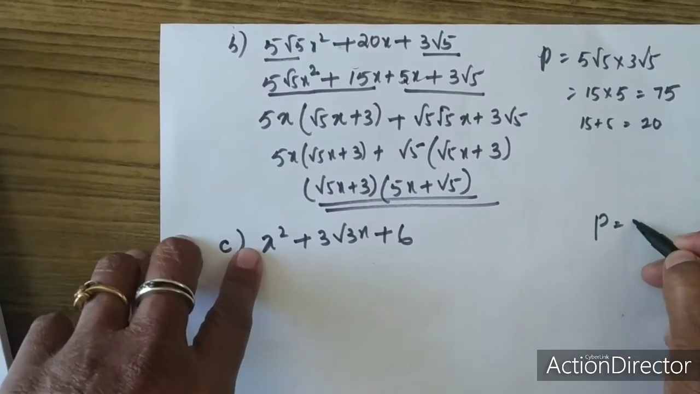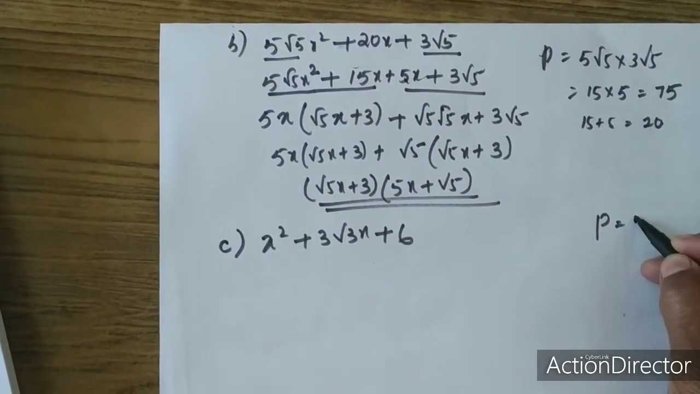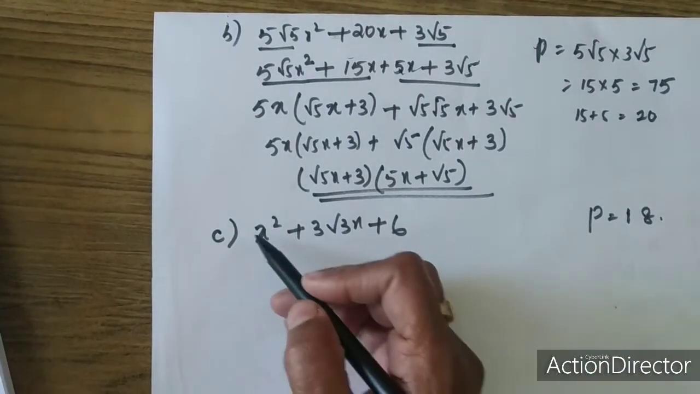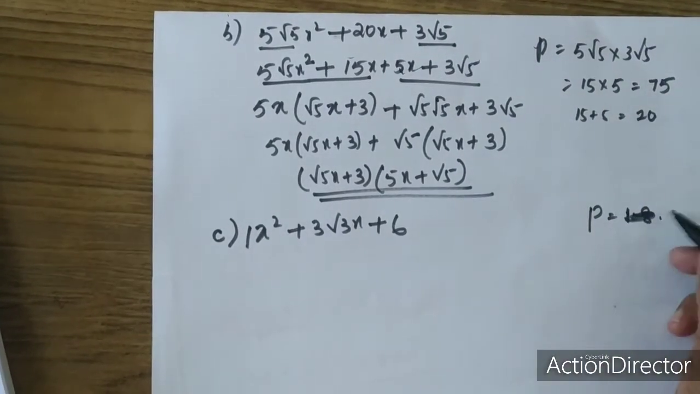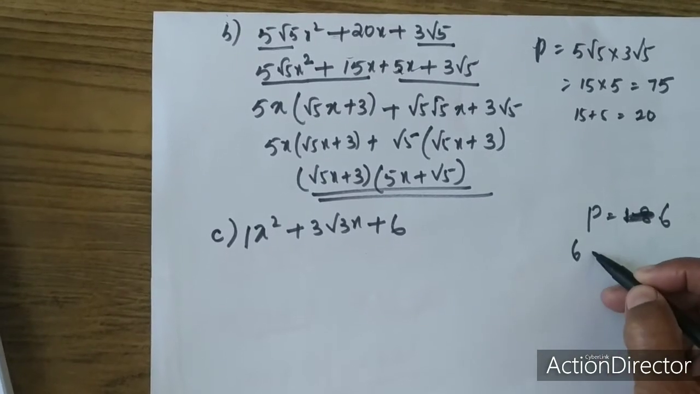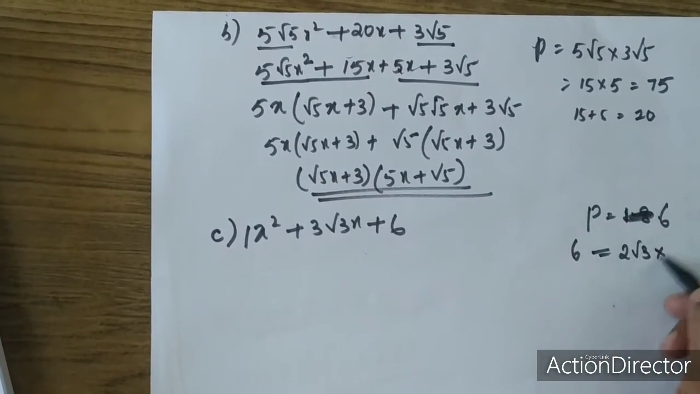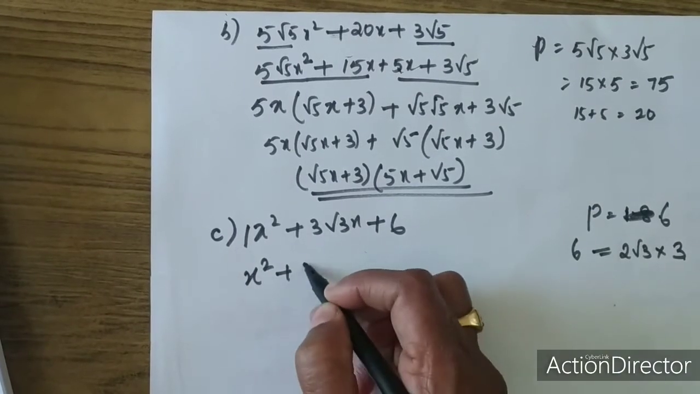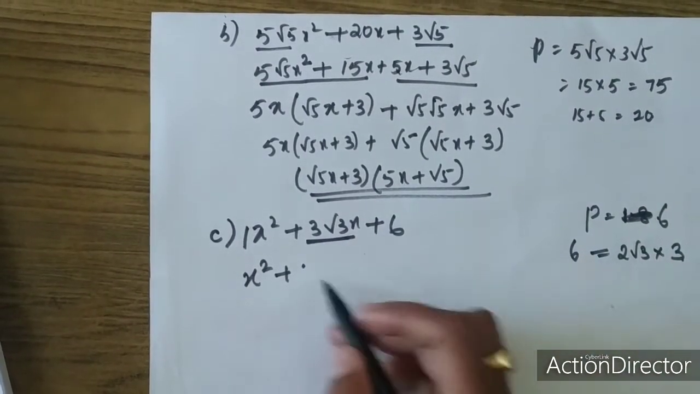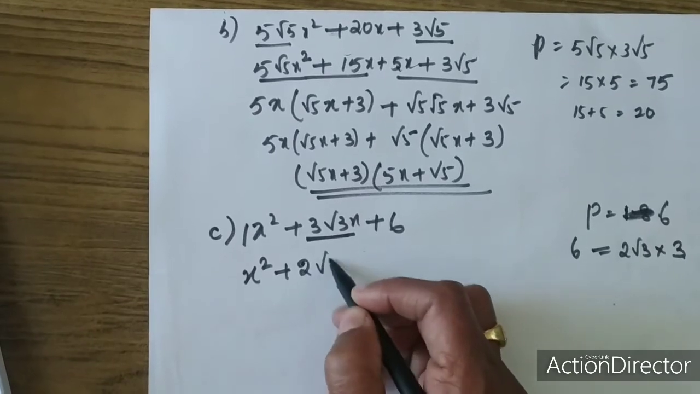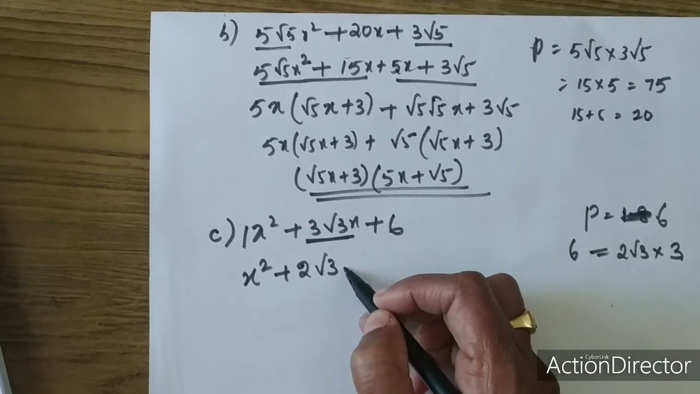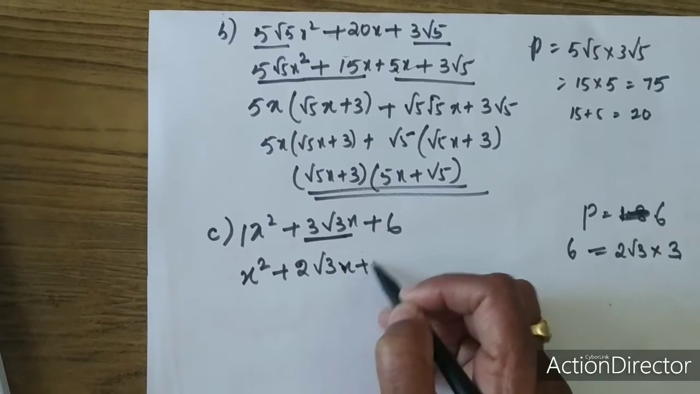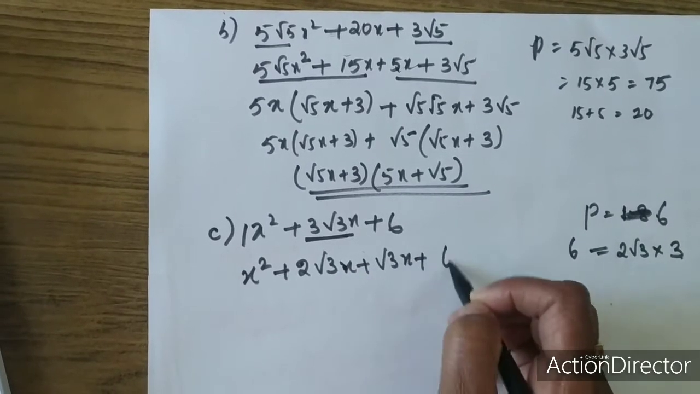Here the product is 1 into 6, which is 6, not 18. Now this 6 can be expressed as 2 root 3 into root 3. So I can write this as x square plus, I need 3 root 3x, so I will write it as 2 root 3 x plus root 3 x plus 6.